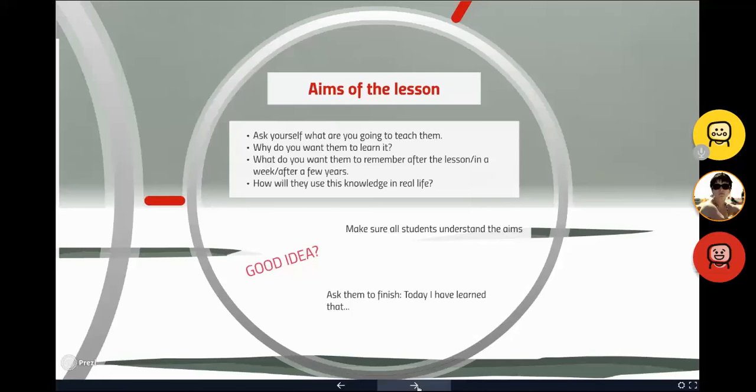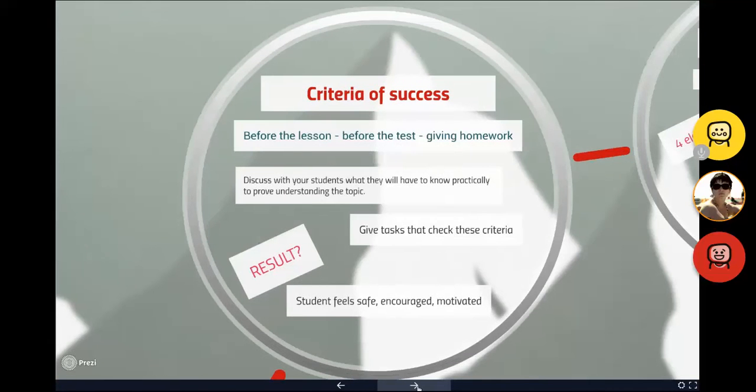And then criteria of success. When you introduce the whole topic, and then you tell your students that now you are going to assess how well they understood it, to see if something needs repetition, not to punish them for not learning, of course, you have to present the criteria of success. And it is a good idea to do it before the lesson, before the test, and while giving homework.